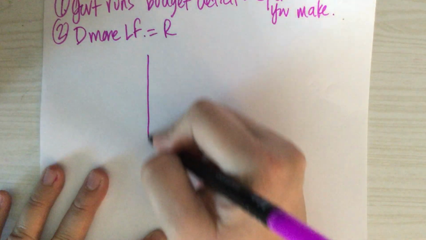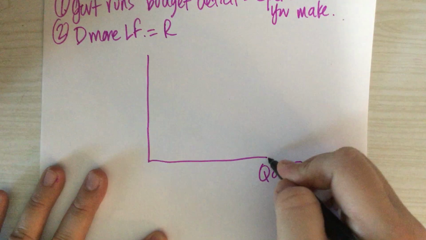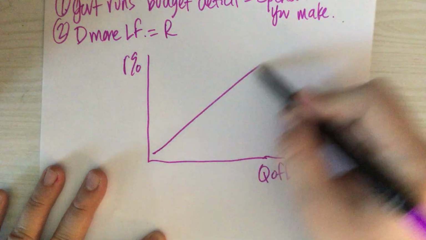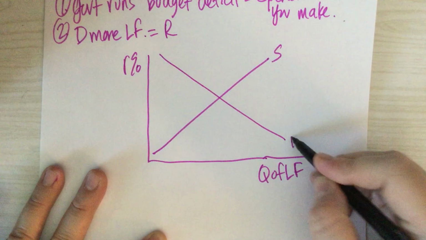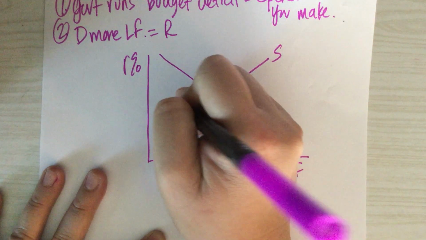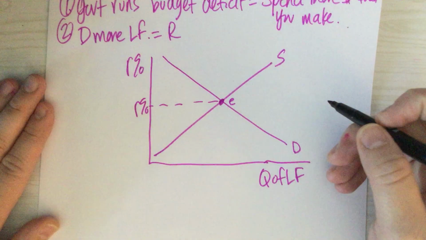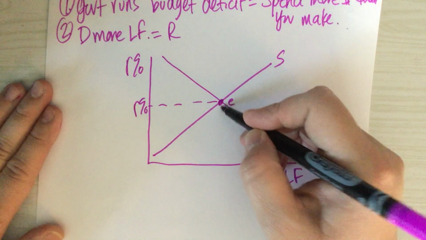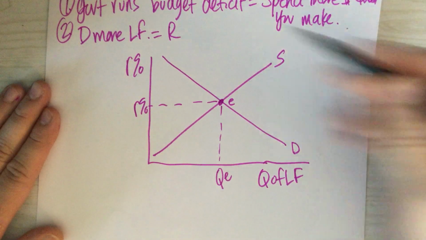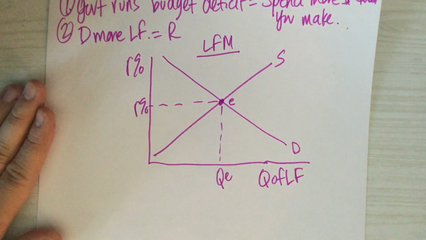So if I draw out our loanable funds graph, here is the quantity of loanable funds. Here is the real interest rate, right? We have the supply of loanable funds and the demand of loanable funds. At its equilibrium, here is where the real interest rate results in our economy, and then also the quantity of loanable funds here. And here's the loanable funds market. Remember, label it loanable funds market.